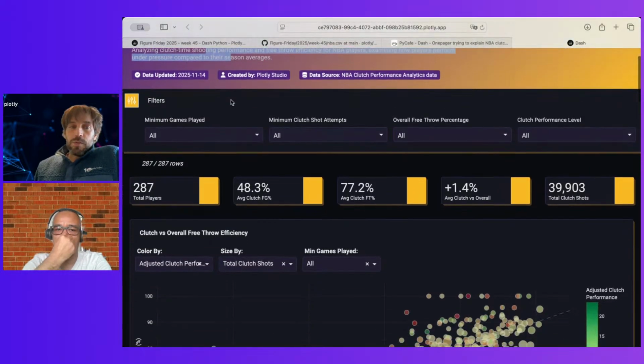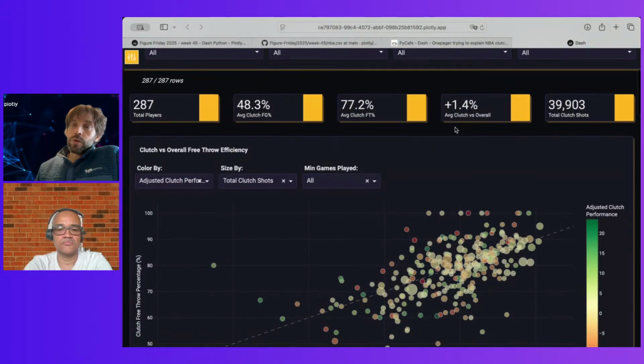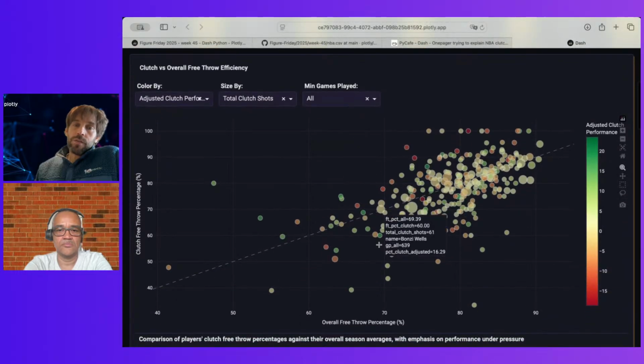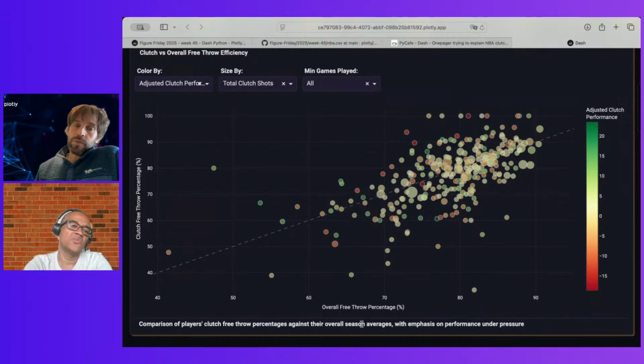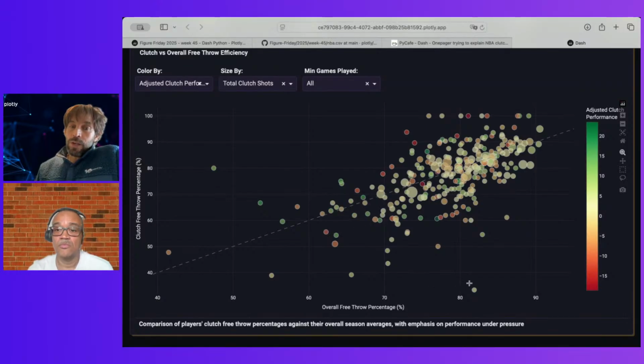Analyzing, a nice description, some summary cards, a total of 287 players, over almost 40,000 clutch shots altogether. And here you have a nice positive correlation chart that shows the percentage of free throws and then the clutch free throws. So people who tend to be good at regular free throws will most likely also be good at clutch free throws.